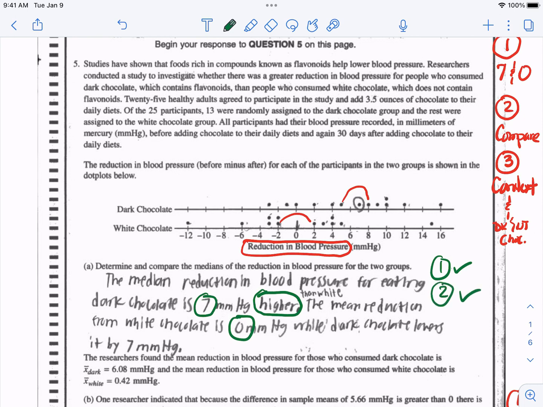And then they had to talk in context, which was the reduction, the mean reduction. Okay, they've got it up here too. The mean reduction or median reduction in blood pressure. So that was the component that is the context. It's the variable that's being measured. So this student got all 3 pieces, and so they scored an essentially correct for part A.